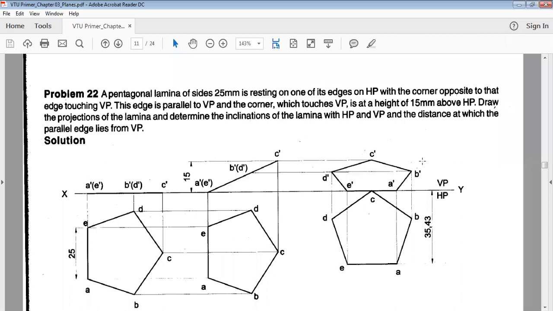So what is being given in the problem? We'll just go through it. A pentagonal lamina of size 25 mm is resting on one of its edges on HP with the corner opposite to that edge touching VP. This edge is parallel to VP and the other corner which touches VP is at a height of 15 mm above HP. Draw the projections of the lamina and determine the inclination of the lamina with HP and VP, and the distance at which the parallel edge lies from VP.